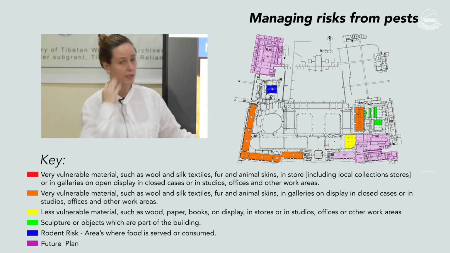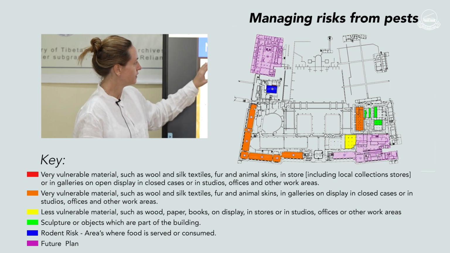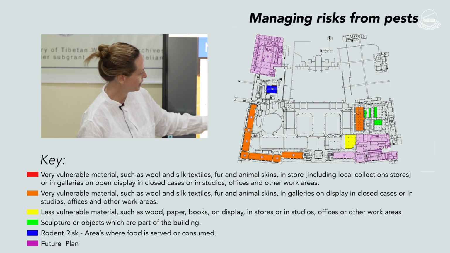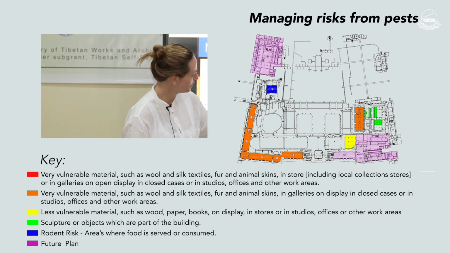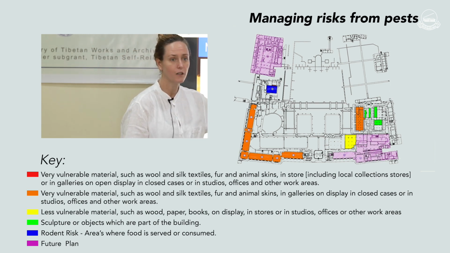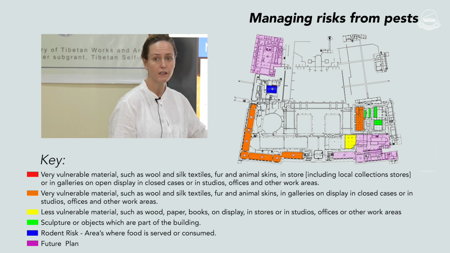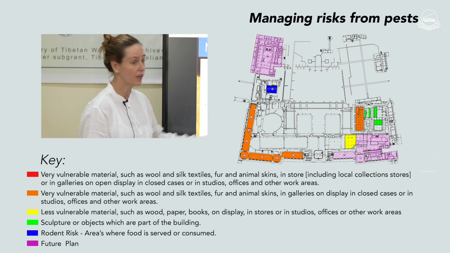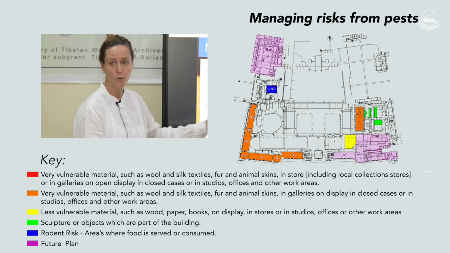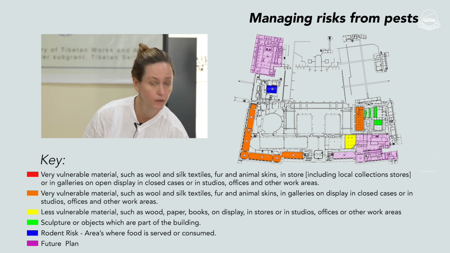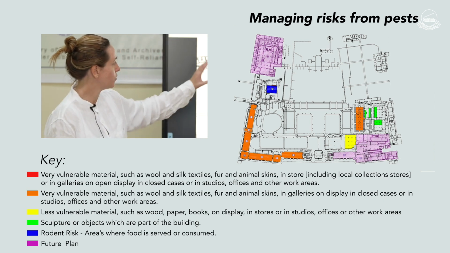So this is a map of how the V&A, the Victoria and Albert Museum in London, deals with theirs. They identify where their organic material is, where they're most at risk, where the areas are where the food is, and they just color code it. So they know what would be most attacking. And then you know what's most vulnerable.